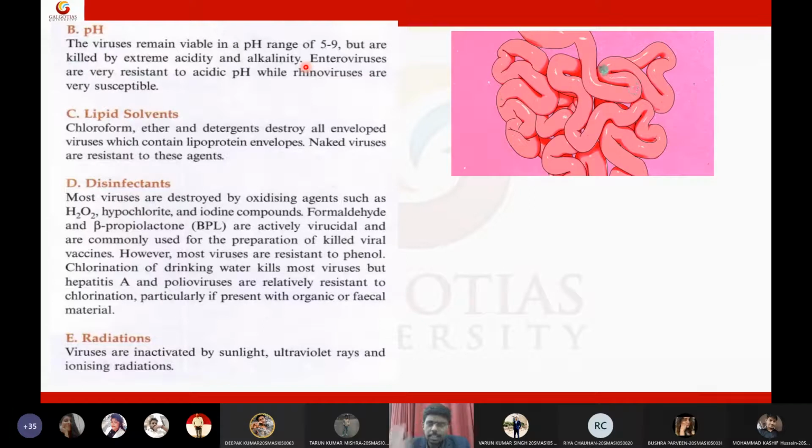Okay, so that is pH. That is why there are a few viruses called enteroviruses. Enteroviruses are the viruses that are able to survive within the intestine. So enteroviruses can survive in the intestine with a pH around 5. And one of the best enteroviruses is poliovirus. So poliovirus is an enterovirus.